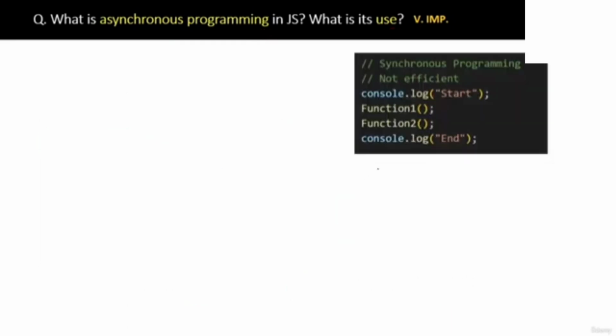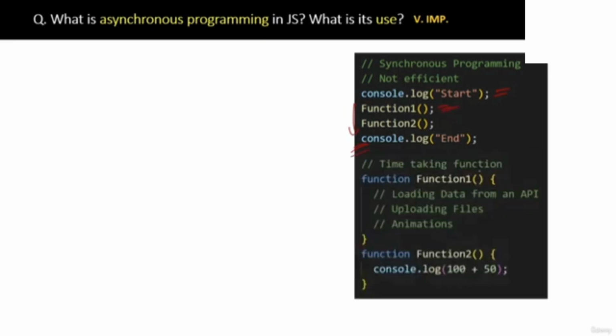What other problems in synchronous programming are there which we can solve by asynchronous programming? Suppose we have this synchronous code. We are starting, then we are calling two functions one by one, and then we are logging the end statement. Now suppose function 1 is a very time consuming function like this. Here you can say it is doing a time consuming operation. Then we have function 2, which is very simple, short, and independent of function 1.